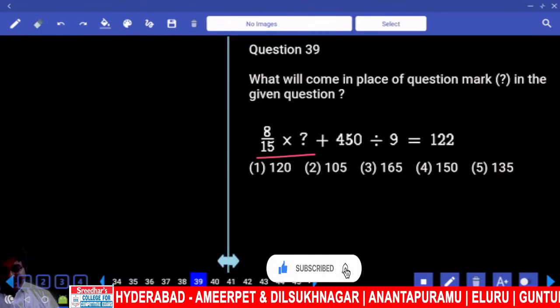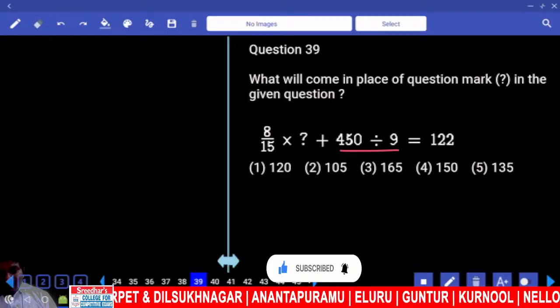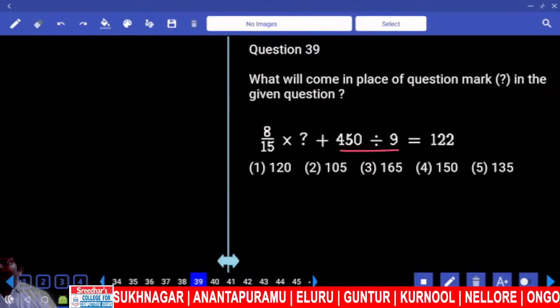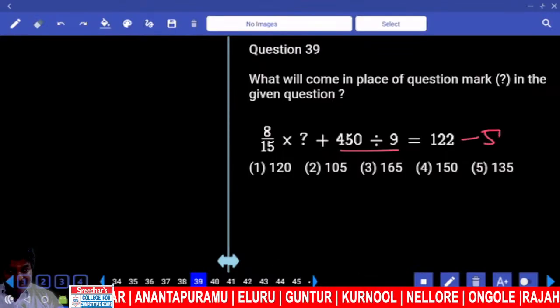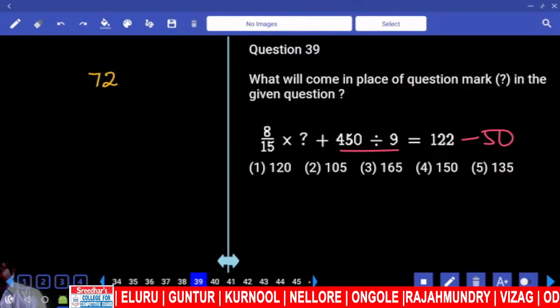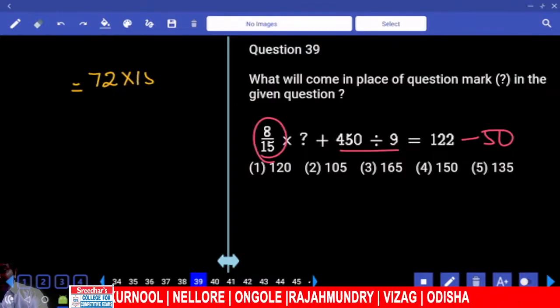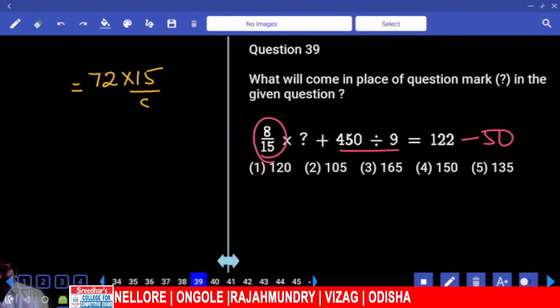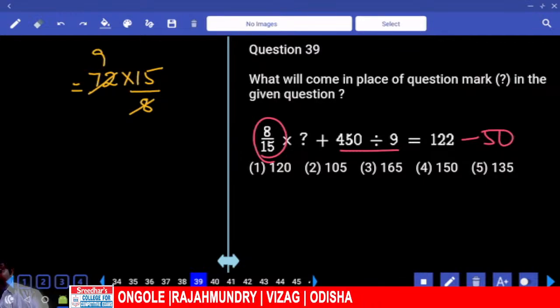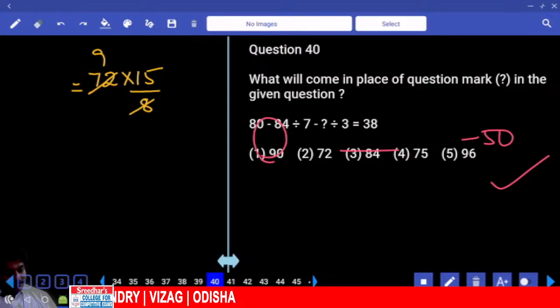X is on the left hand side, keep it as it is. Take this fellow to the right hand side. What is this? 450 by 9. 50 goes to the other side. How much is the right hand side number? 72. Keep x as it is and take 8 by 15 to the other side. It becomes 15 by 8. 8, 9, 15 times 135.